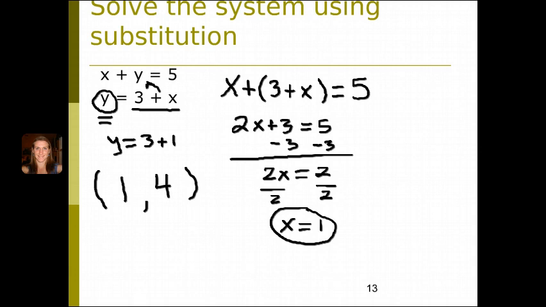The final thing that you always want to do is just double check your solution. So if I go to that first equation, x plus y equals 5, I get 1 plus 4 equals 5. That is true, so that's a check. And then I get 4 equals 3 plus 1. When I double check it in the other one, 3 plus 1 is 4, so that's also a check. This is a good solution.